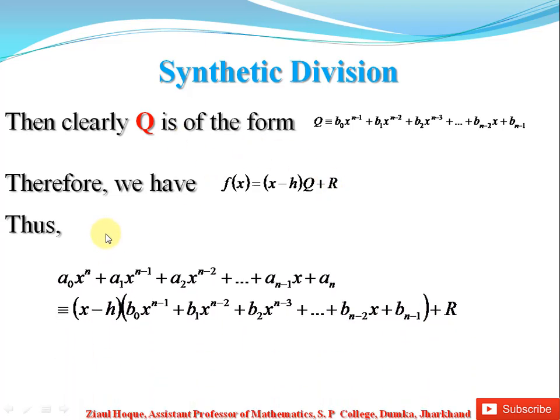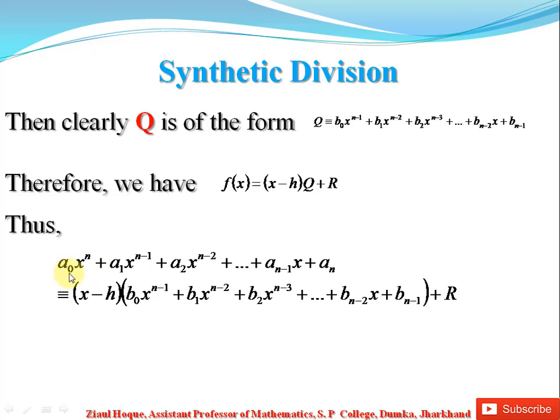Thus, a0 x^n + a1 x^(n-1) + a2 x^(n-2) + ... + a(n-1) x + an = (x minus h) into (b0 x^(n-1) + b1 x^(n-2) + b2 x^(n-3) + ... + b(n-2) x + b(n-1)) plus r.